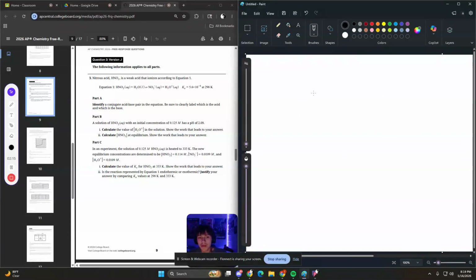Second part of part B, calculate the concentration of nitrous acid at equilibrium. Show the work that leads to your answer. Okay, so since we're given an initial concentration and we know that we're going to calculate concentration at equilibrium, we're going to use an ICE table, which is initial, change, and equilibrium. And then we write our dissociation equation above here.